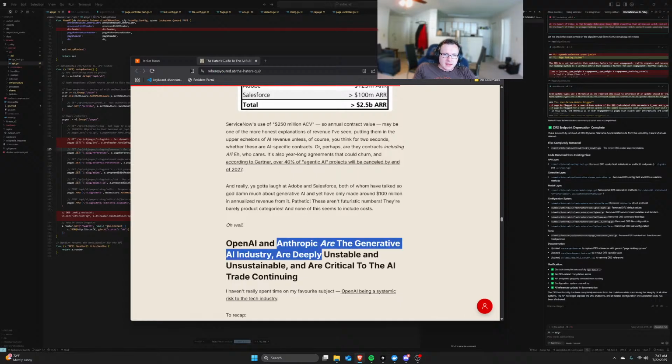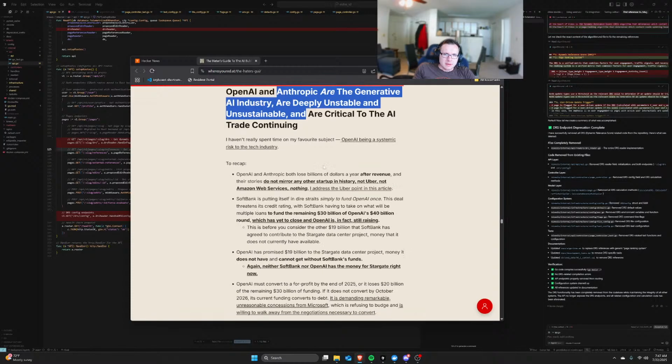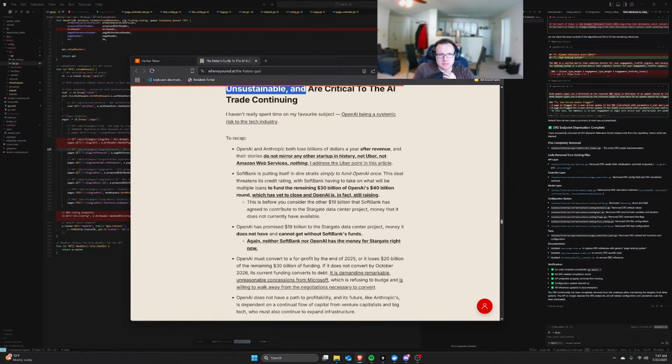There's the generative AI industry, OpenAI and Anthropic. They lose billions of dollars after revenue. They don't mimic anything in history. SoftBank. Holy shit.